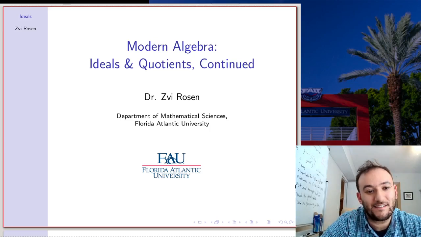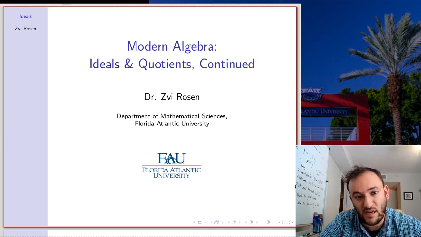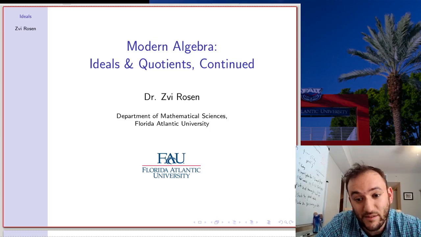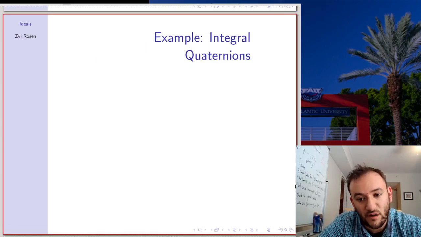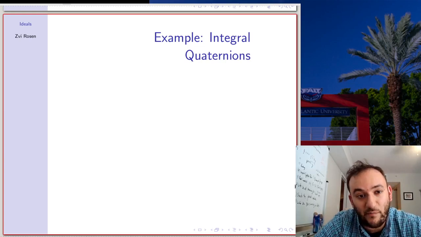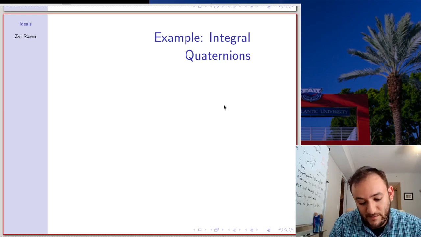Hi, today we're going to continue where we left off with ideals and quotients, picking up the last couple of examples, and then we'll talk about maximal ideals and what happens when you take a quotient by them. Okay, so we'll start with example 6 in the section in Herstein about ideals, and that's the integral quaternions.